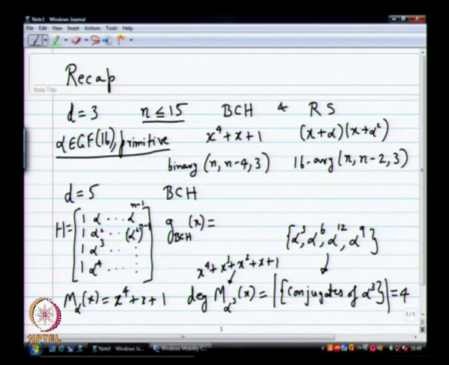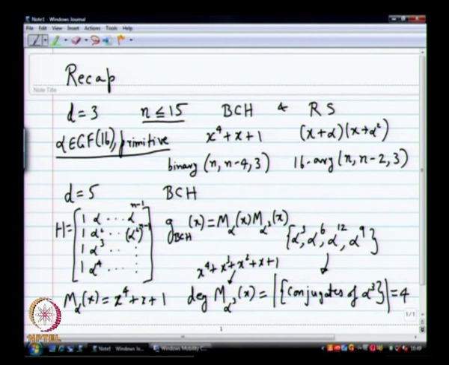Why is it crucial to know the degree? I want the degree of GBCH of x. Now GBCH of x is going to be m alpha of x times m alpha power 3 of x. That is the least common multiple of all those things. Two different things, and they are irreducible. They don't have any common factors, so clearly, you have to multiply these two things.